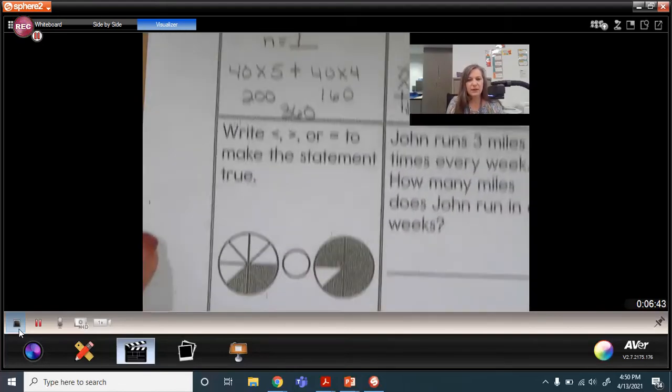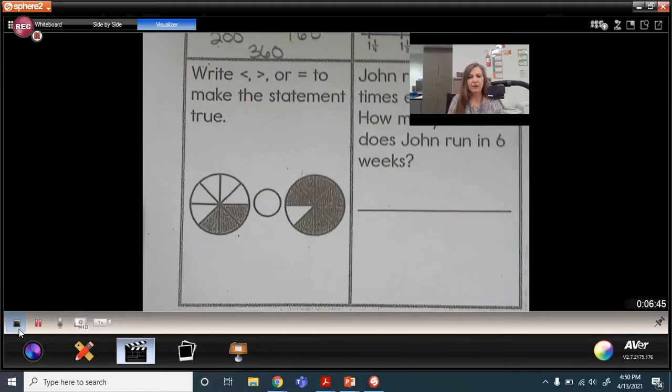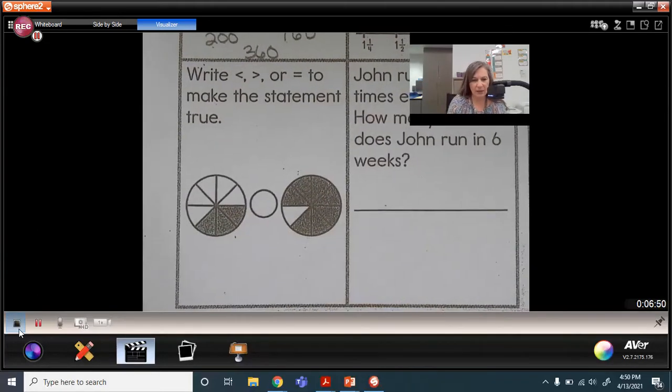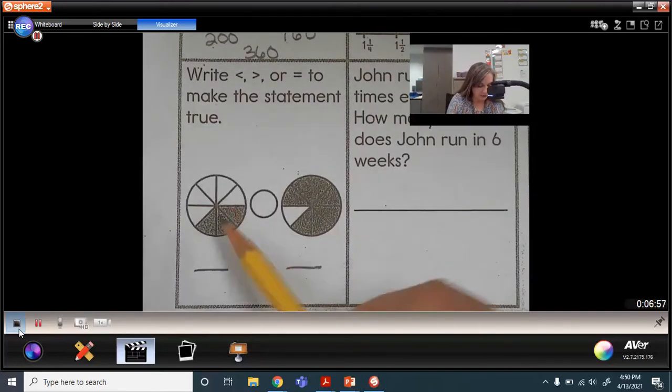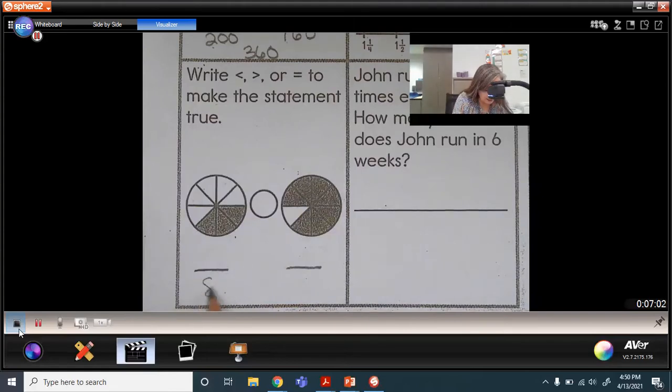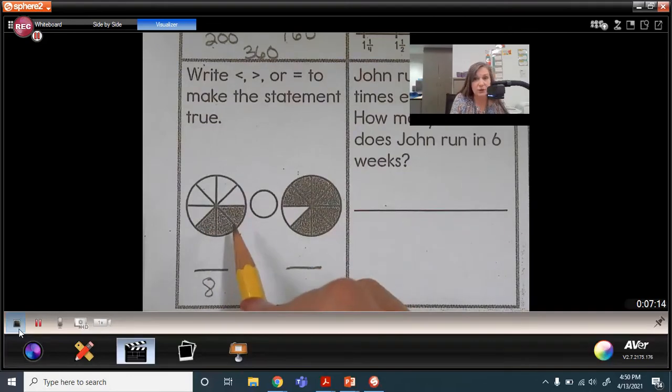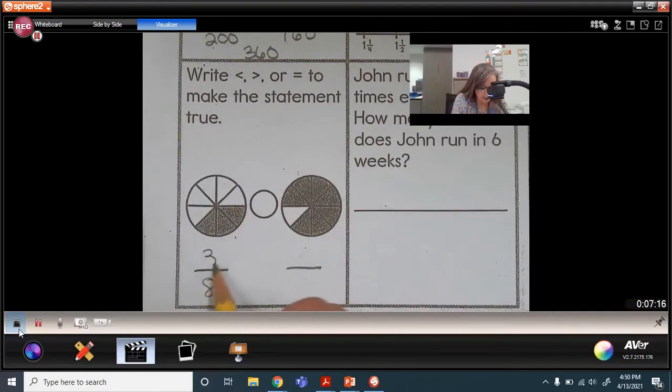Our next problem is a fraction problem. We're comparing the fraction. So we look at our denominators, and remember, the denominator tells us how many parts are in the whole. So if I count 1, 2, 3, 4, 5, 6, 7, 8, there are 8 equal parts, and we're counting. Remember, the numerator tells us how many we're counting or how many are being described. So in this case, we're describing the parts that are shaded, and those are 3/8.